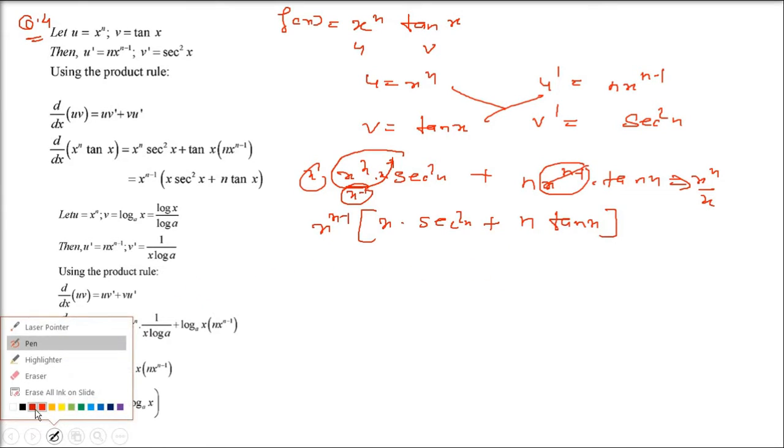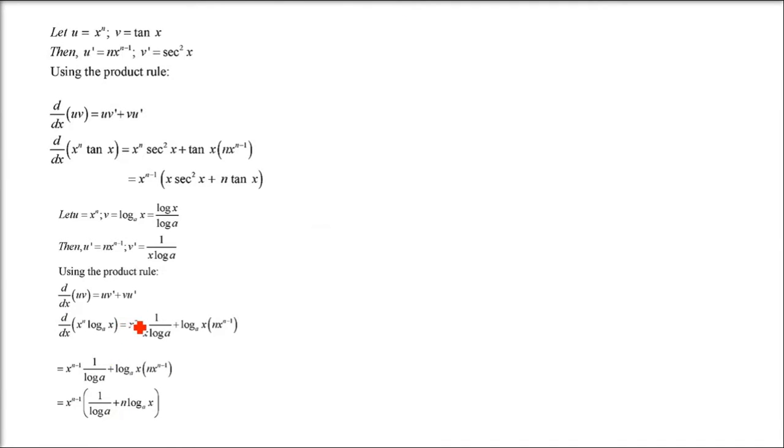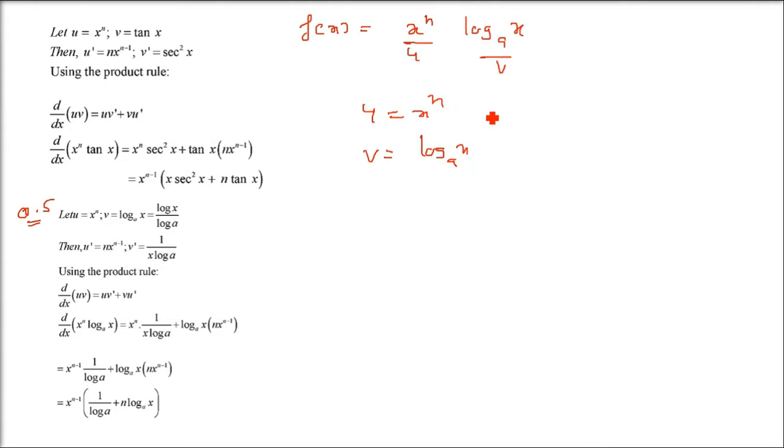Okay. Now let us take the other one, which is question number 5. Question number 5 is saying f(x) is given as x raise n and log x but base a. So u and v, u dash, v dash we have to find out. u is x raise n, so u dash will be what? n x to the power n minus 1, u dash, and then we have v dash. So log x, we know how to do this. We have to change it. So we need to have a base e, then only we'll apply the differentiation.